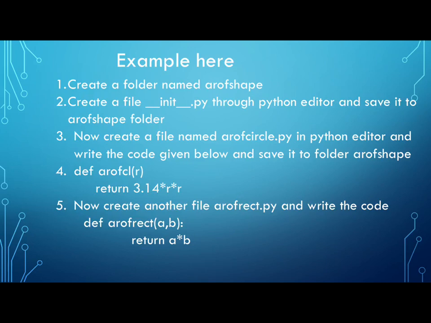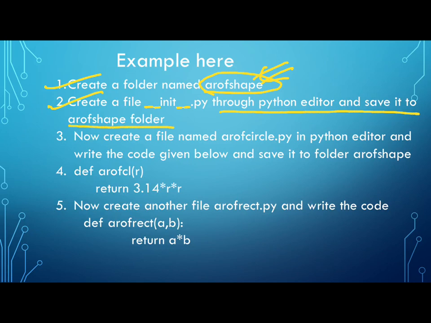So the first point is, when you are creating a package, first you create one folder, and the folder name can be anything. I'm just taking area of shape. I think the first point should be clear. Now the second point: you create one file, __init__.py, through the Python editor and save it to this folder, the area of shape folder.